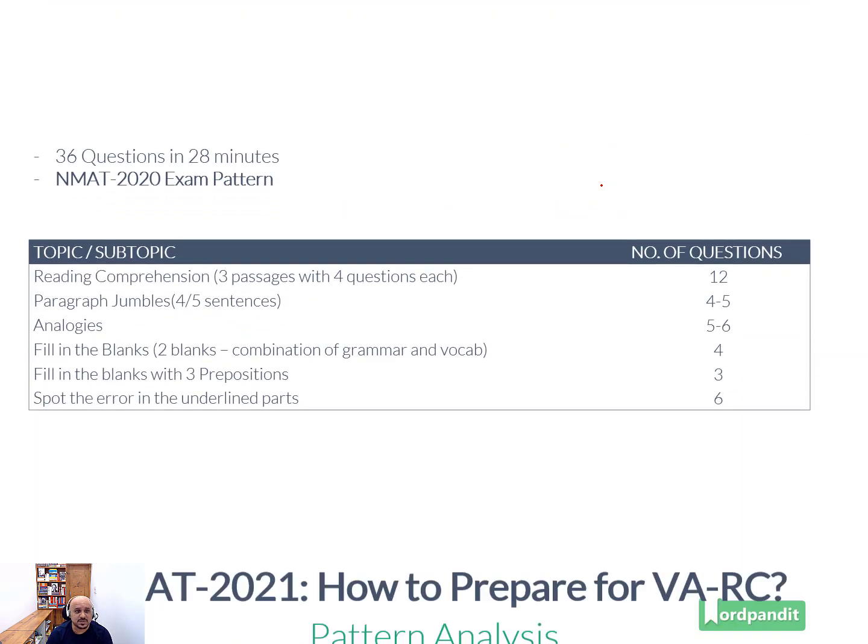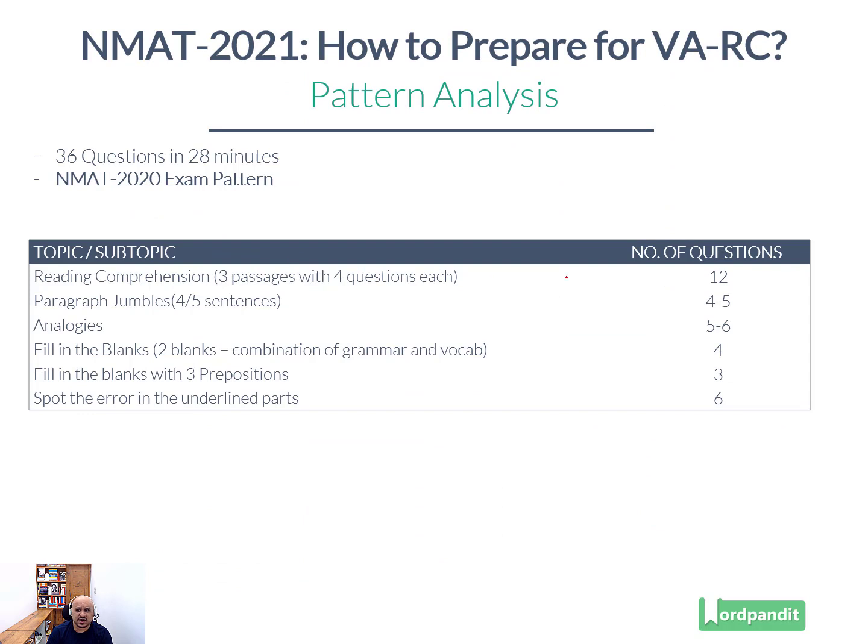Let's look at particular breakups as well. Now the language skills section had 36 questions, 28 minutes. We covered that previously. There were 3 passages of 4 questions each. This is the consistent pattern of NMAT. Parajumbles 4 to 5 questions, analogies 5 to 6 questions, fill in the blank questions which cover both grammar and vocabulary 4 questions, 3 preposition based questions. These are very simple questions which ask you to identify the correct prepositions that need to be filled in, and 6 questions which were based on spotting the error. So these were grammar based questions. So you can see there is a balance between RCs, parajumbles, analogies, fill in the blanks, and grammar error based questions. That's what is being probed in the examination.